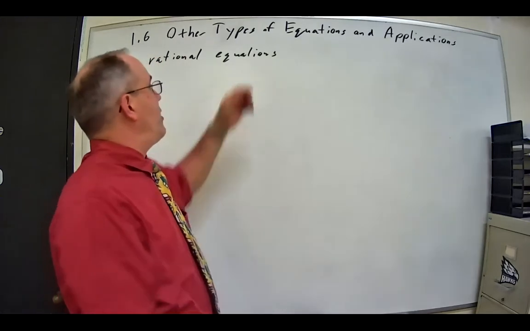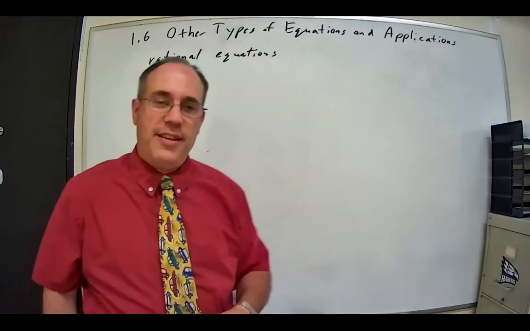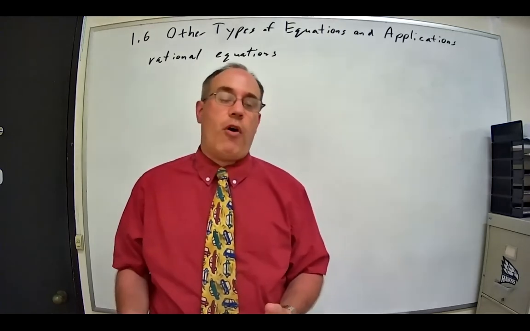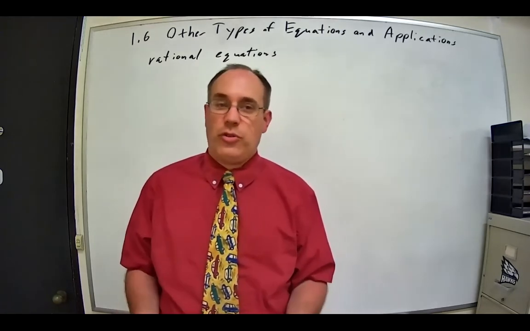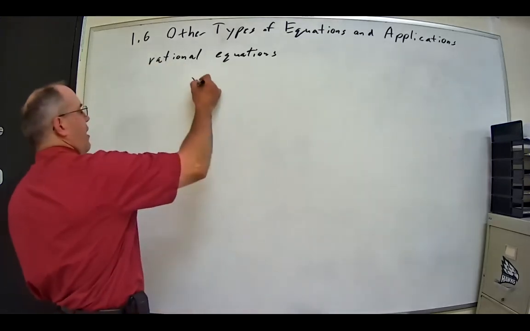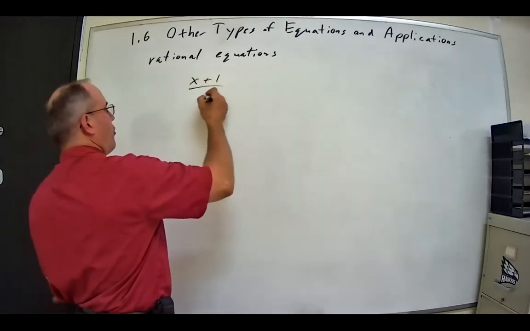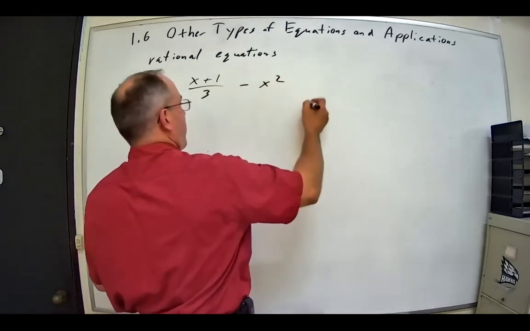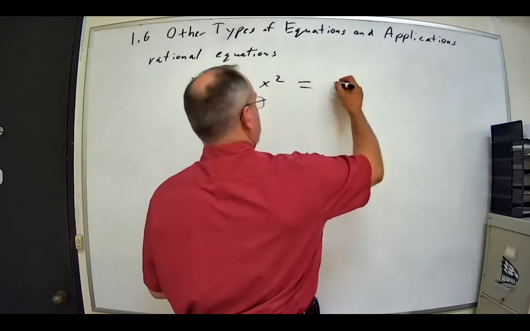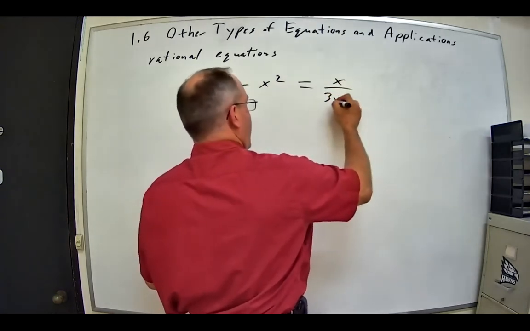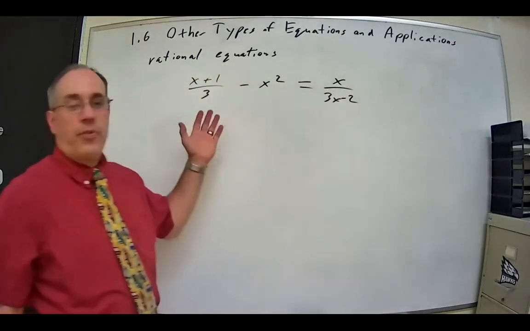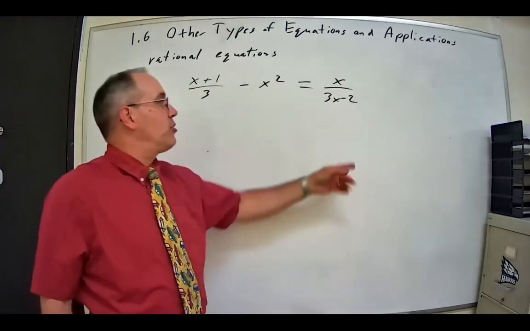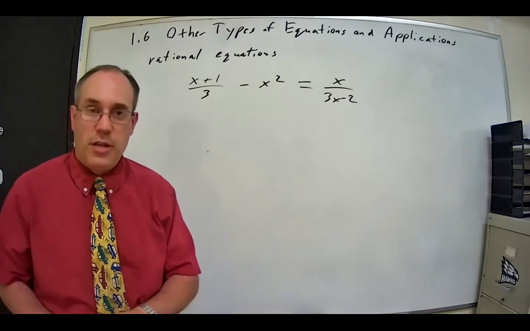So we're dealing with rational equations, then you're talking about an equation that involves at least one rational expression, such as (x plus 1) over (3 minus x squared) is equal to x over (3x minus 2), or something of that sort, right? So that would be a rational equation because it includes rational expressions.